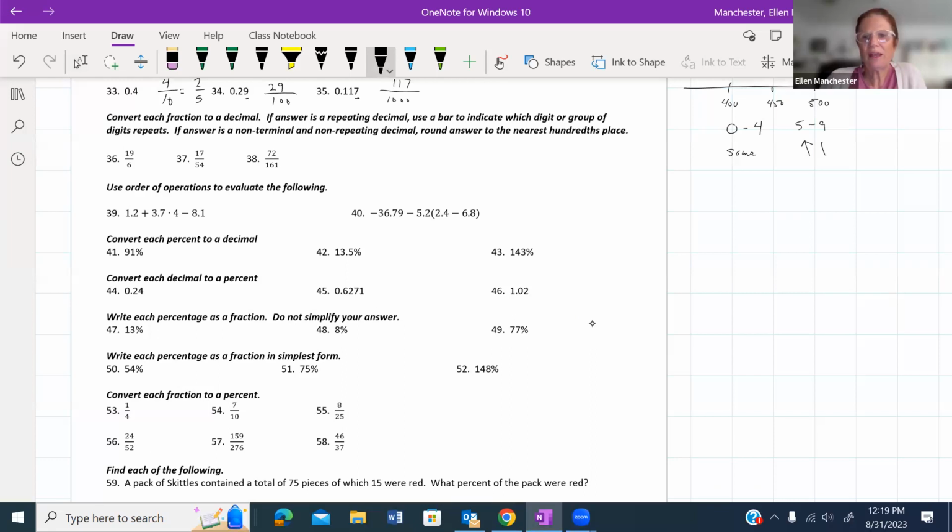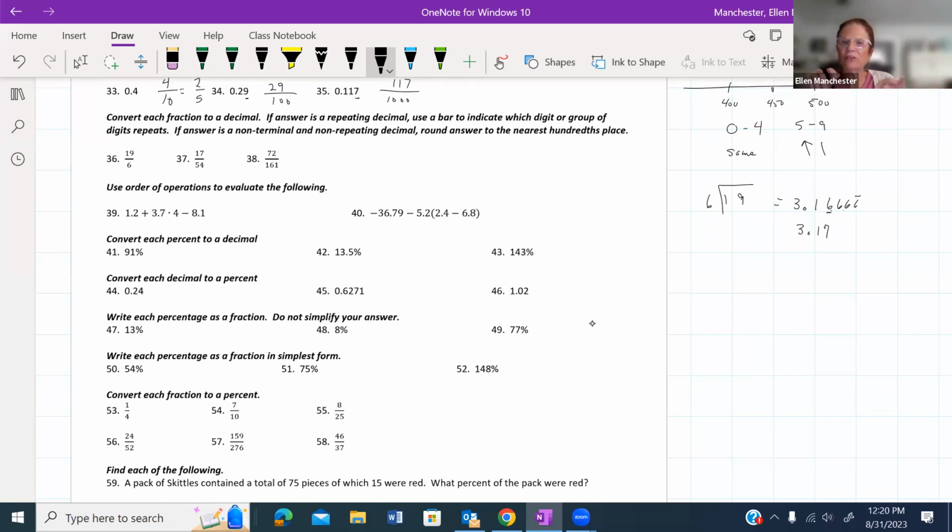So number 36 is 19 divided by 6. So you can literally plug that right into your calculator. 19 divided by 6. So this is 3.16666, and it keeps repeating. And so if it repeats, then you're going to round to the nearest hundredths place. Okay, so it's repeating. So here's my hundredths. The 6 makes the 6 go up. So it's 3.17.